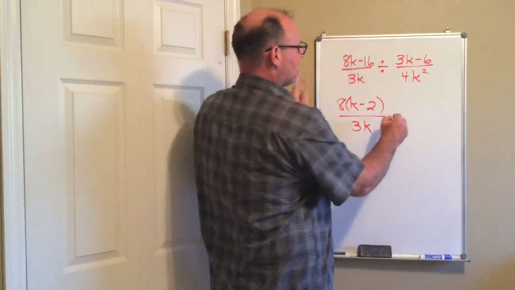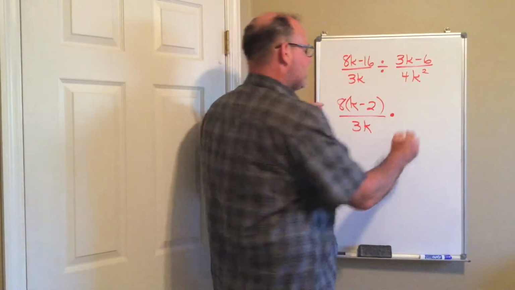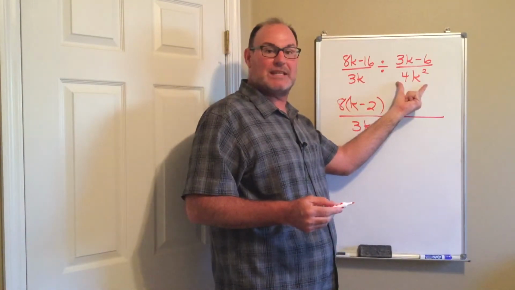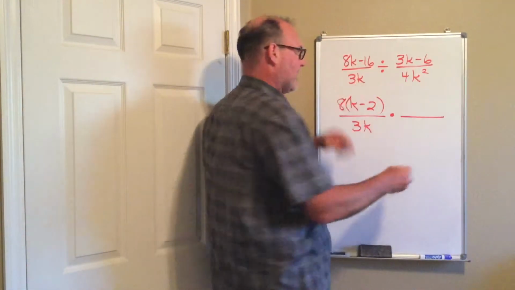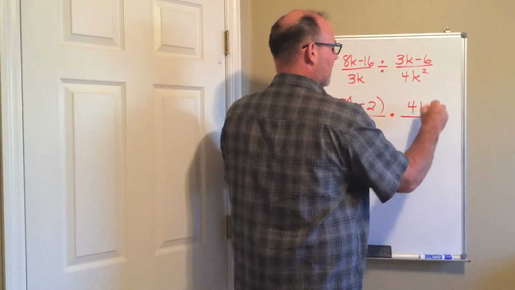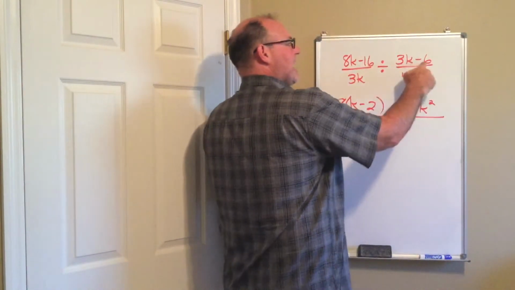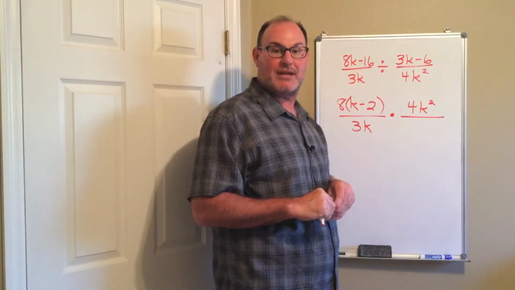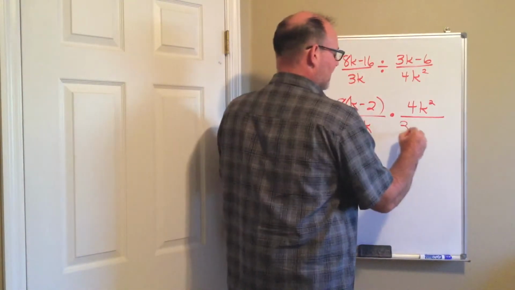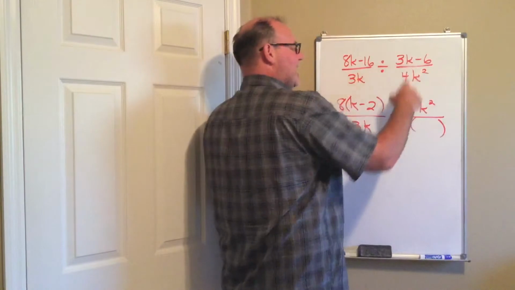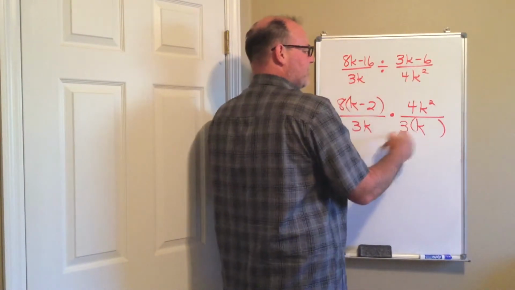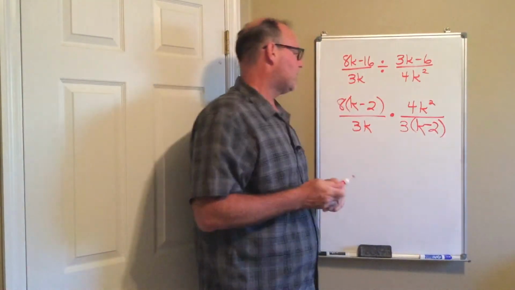The division turns into multiplication. And now the second fraction, this 4k squared that was in the denominator is now going to move to the numerator and become 4k squared in the numerator. And the 3k minus 6 is going to go to the denominator. And I'm also going to go ahead and factor out a 3. So I factor out the 3, 3k, factor out a 3 leaves me k. Negative 6, factor out the 3 leaves me negative 2.